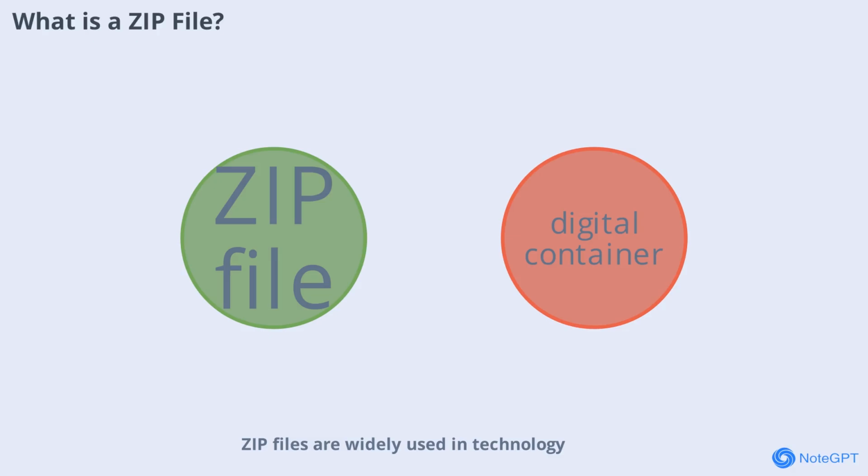Zip files are widely used in technology because they help keep things neat and tidy, especially when dealing with lots of files. In the next scene, we'll see how files are compressed into a zip folder.